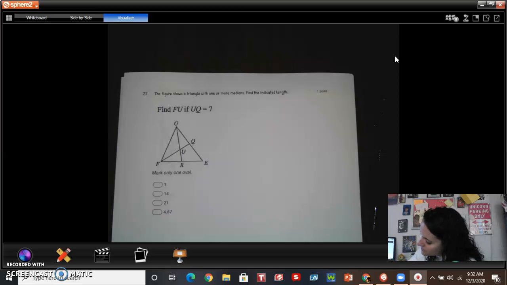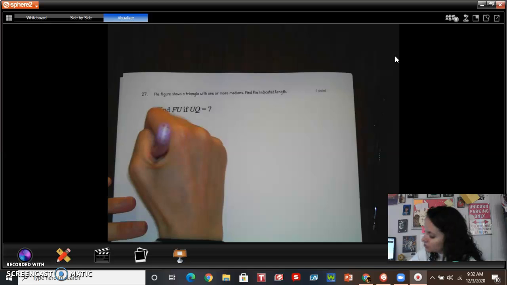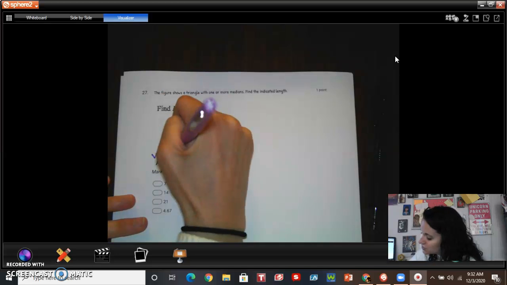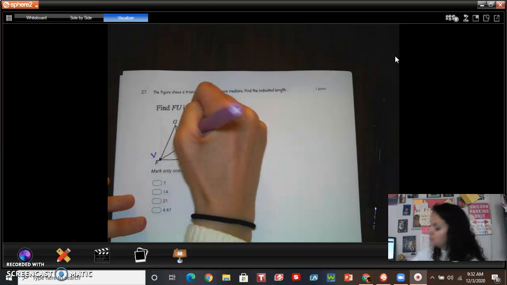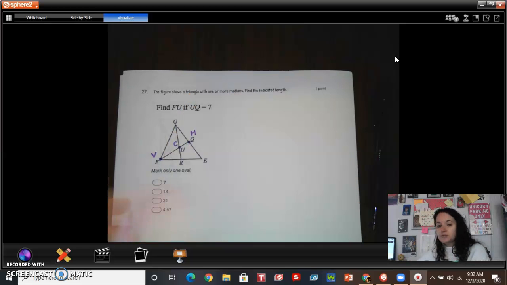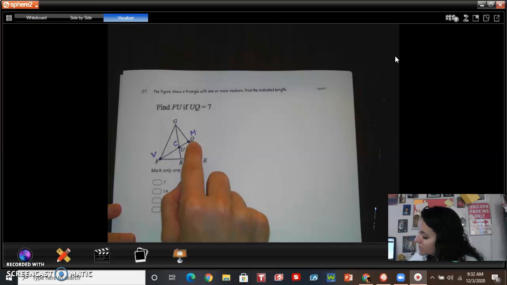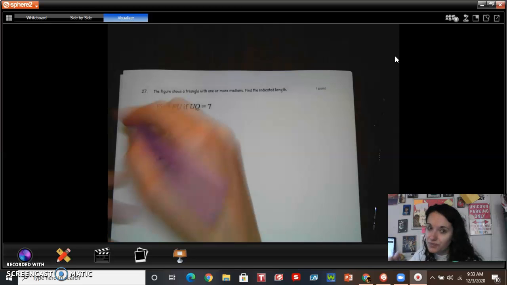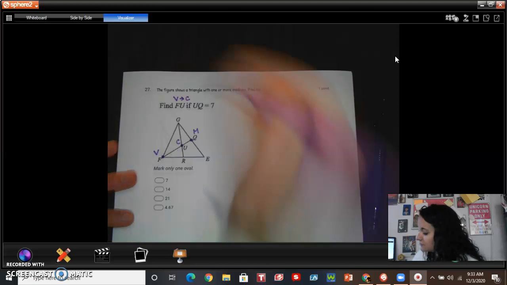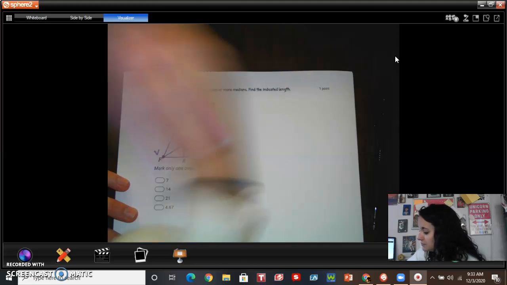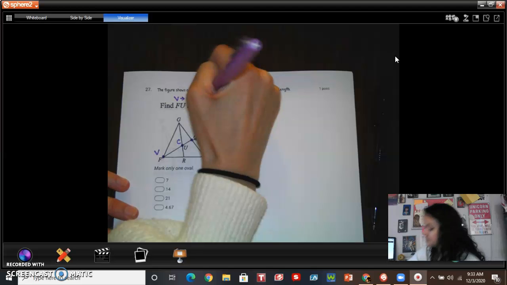So the formula we're working with here, because this right here, F to U, is vertex to centroid, and then from U to Q, that would be centroid to midpoint. Alright, so let me see if you have a question like this. You have a question exactly like this one, except for different letters and numbers on your exam. Okay, so you're going to be using this formula I'm about to give you on the actual exam.